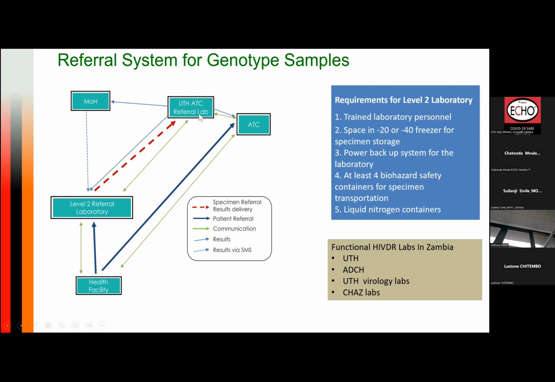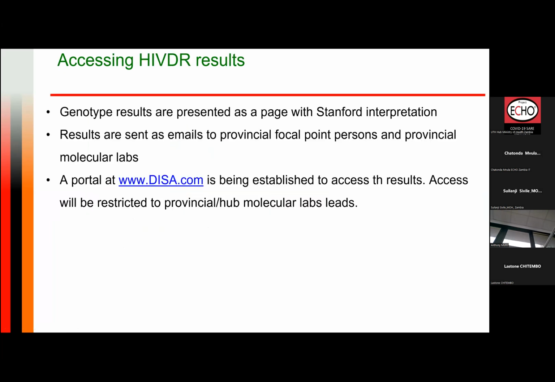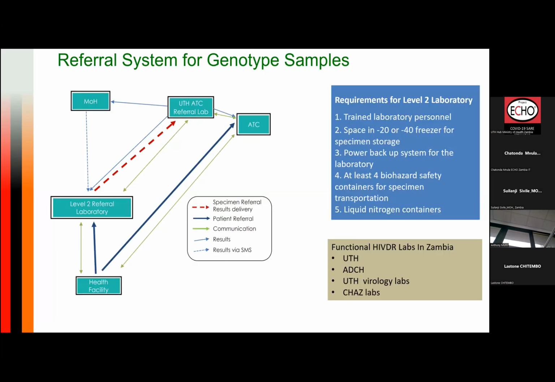But what I want to say is, the results will be sent back to the referral lab, and it's at that point that the facility will be informed. You can see in terms of the communication. So the results, usually not SMS here, maybe just that the results are available, but you have a DISA system, which I will mention. So again, before I even move on, the other issue is the requirements to process the sample and transport it.